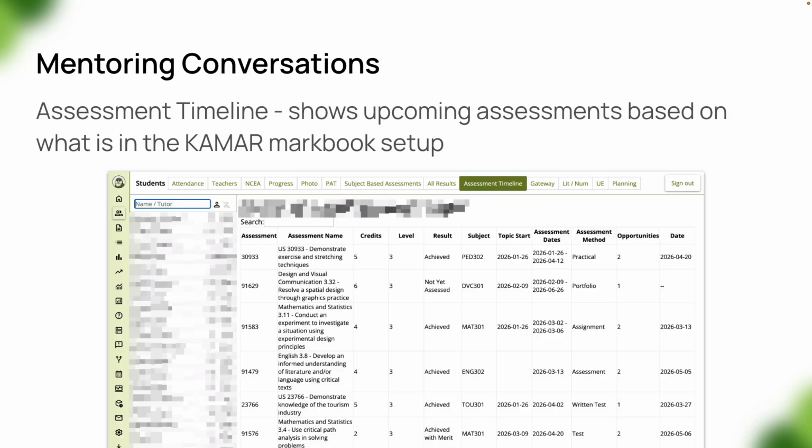We can bring through the assessment timeline as well. This means you can quickly see what assessments students have got coming up. And for any assessments that are supposed to have been done already, if they don't have a result in yet, why don't they have a result in? Leads to some good discussions.